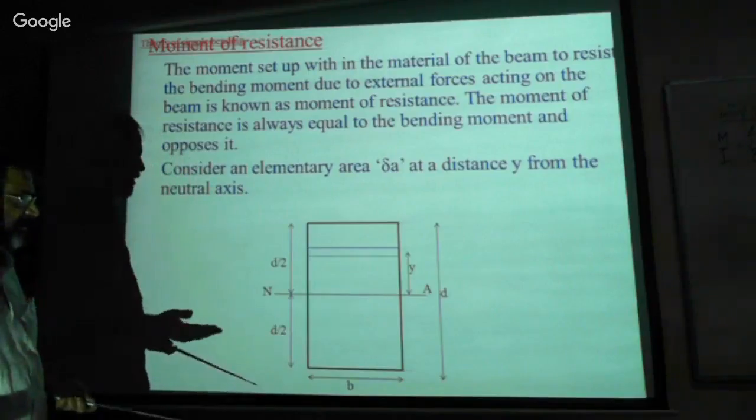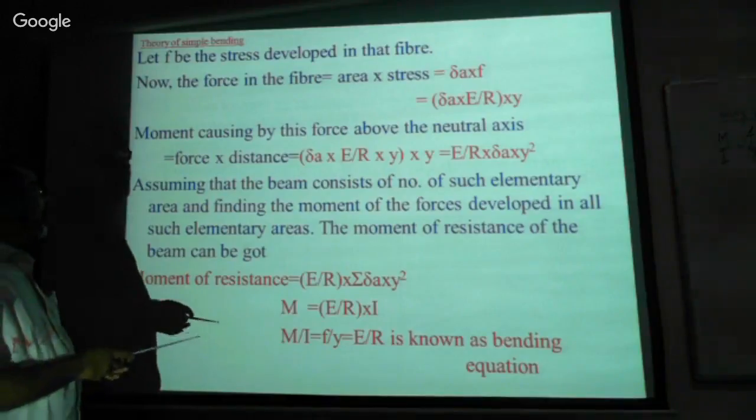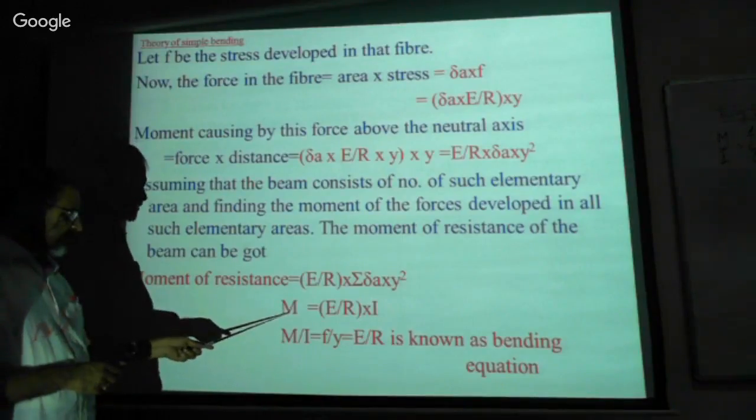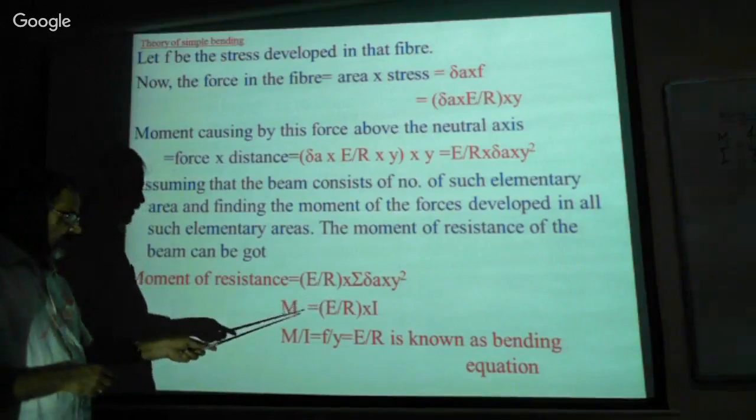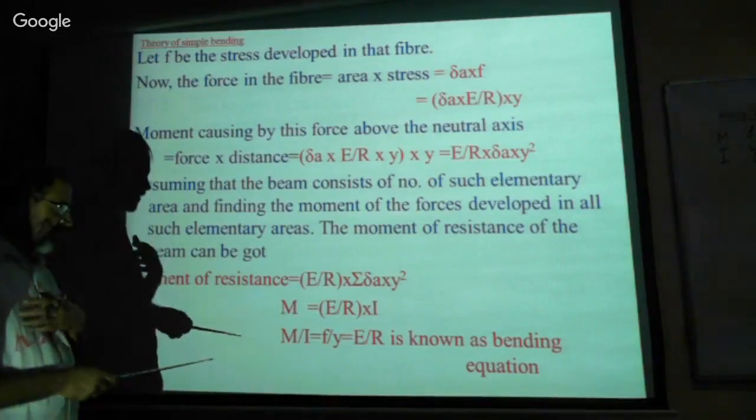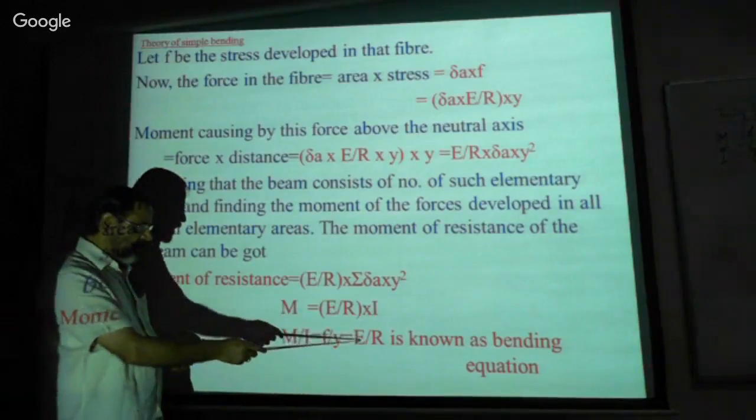Now from the bending equation, moment of resistance: M by I is equal to F by Y is equal to E by R. That is the bending equation.